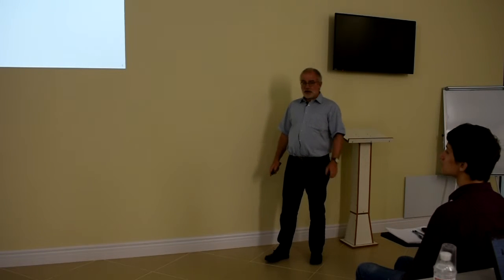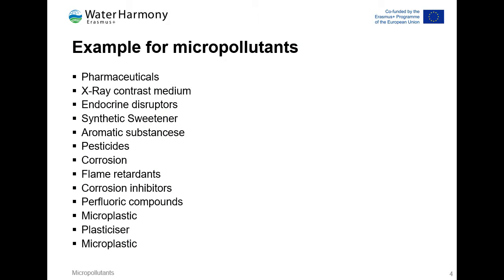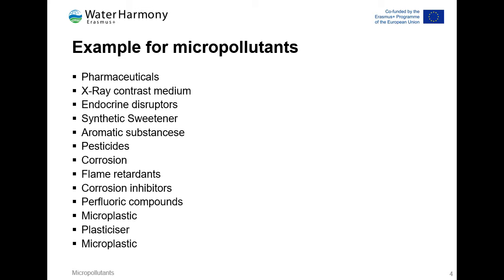But which substances are covered by this? These are all substances from pharmaceuticals, X-ray contrast media, so-called endocrine disruptors. What is an endocrine disruptor? Have you ever heard this word? No. These are substances which act like hormones, which are similar to hormones, and disturb the hormone processes in living bodies. Synthetic sweeteners belong to this. Aromatic substances, pesticides, corrosion inhibitors, flame retardants, perfluoric compounds which are used in the metal industry, plasticizers and microplastic as well. But microplastic I will keep a little bit outside of the range.